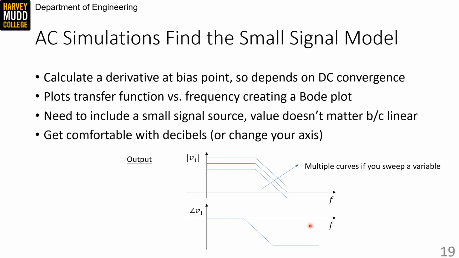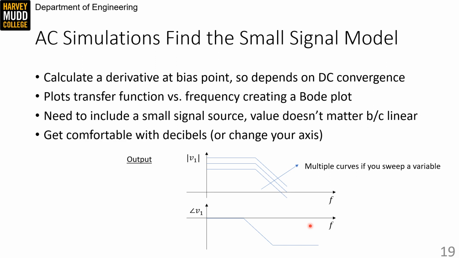AC simulations effectively calculate the small signal transfer function of your circuit, so a linearized transfer function from an input to an output. AC simulations assume your input is sinusoidal and small, and then they calculate the transfer function by taking an n-dimensional derivative of your circuit's behavior at its bias point. Because you need the bias point to do an AC simulation, you need to make sure your DC simulation works before you run an AC simulation. That means that it needs to converge and also that it needs to be at the right spot. So make sure you run a DC simulation and check it before running an AC simulation.